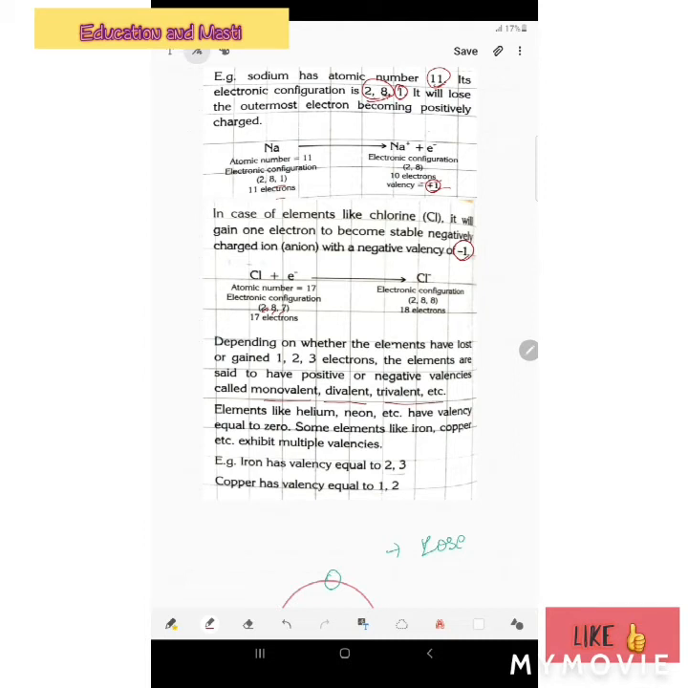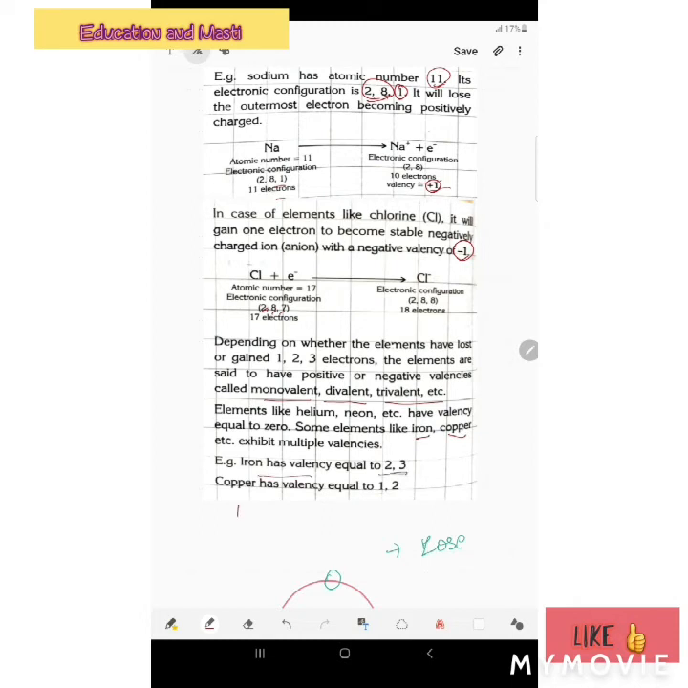Elements like helium, neon, etc. have valency equal to 0. Some elements like iron, copper, etc. exhibit multiple valencies. Okay, iron and copper exhibit multiple valency. Like iron has 2, 3 valency.